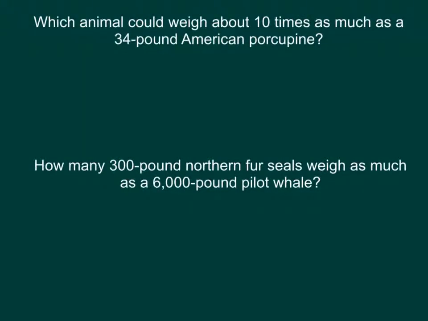Using page 204 and 205 in your math journal, try to solve these problems on your own. Remember the steps we've taken in the previous problems. The first question asks, which animal could weigh about 10 times as much as a 30-pound American porcupine? The second asks, how many 300-pound northern fur seals weigh as much as a 6,000-pound pilot whale? Solve these on your whiteboard and pause the video now.